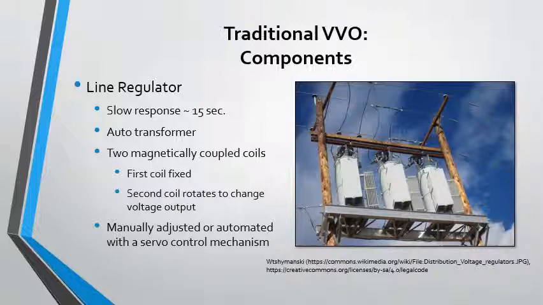The next component of traditional VVO is line regulators. These are typically installed along feeder lines and are used to boost up voltage as it drops from residential loads along the way. Like on-load tap-changing transformers, these are also auto transformers, but inside they're a little bit different. There are two magnetically coupled coils. The first coil is fixed, and the second rotates, and this rotation is what causes the voltage to change. They could be adjusted either manually or automatically with a servo control mechanism.